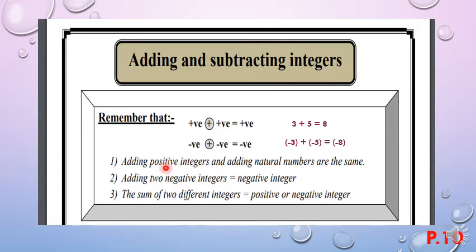So, number 1, adding positive integers and adding natural numbers are the same. Number 2, adding two negative integers equals a negative integer. Number 3, the sum of two different integers equals a positive or negative integer. For example, negative 3 plus 5, here we have negative plus positive, the result is 2. 3 plus negative 5, here we have positive plus negative, the result here is negative.